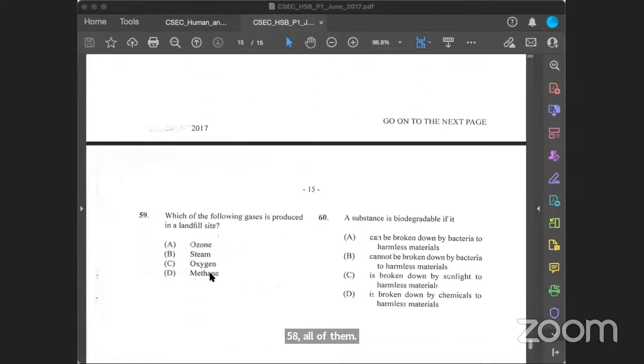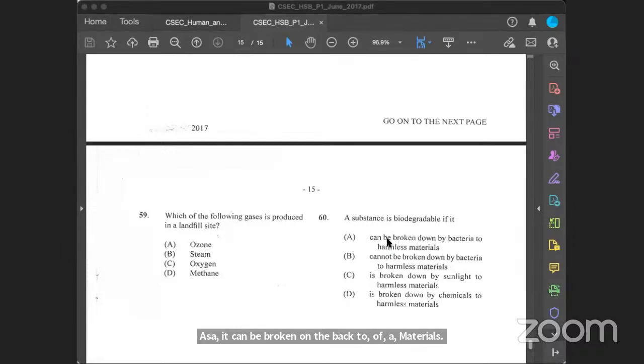Landfill site, methane. A biodegradable substance is one that does what? What does biodegradable mean? Can be broken down. Broken down by what? B. By what is bacteria. Bacteria. But he said B. Look at the thing, it said big cannot. It's A, sir. It can be broken down by bacteria to harmless materials. Yes, your answer is A.